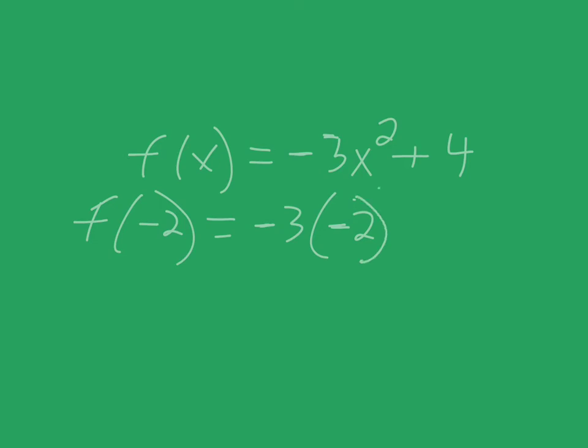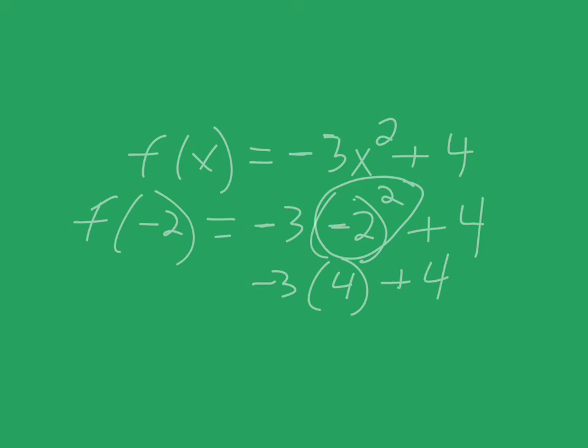-3 times parentheses -2 squared plus 4. Now, again, for some reason when we get to function notation, a lot of people seem to forget their order of operations, but all you're doing is order of operations. So the first thing we do is square -2. -2 times -2 is +4. And by the way, anytime you square a number besides 0, it's always +4.